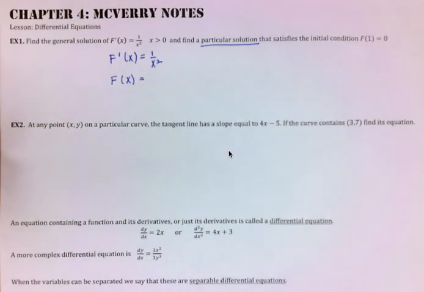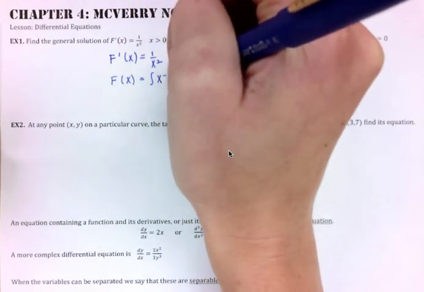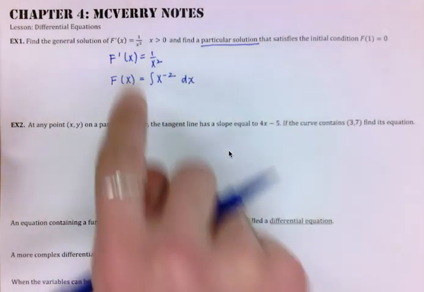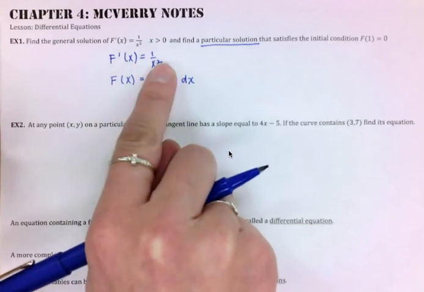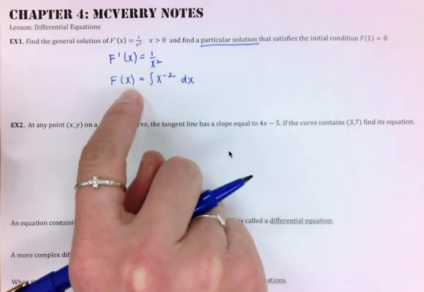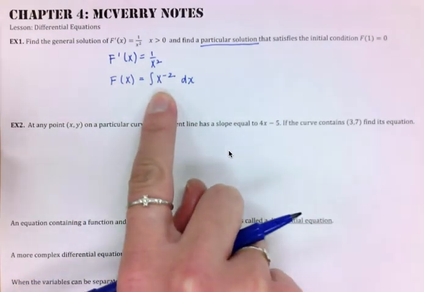Then taking the integral would give us just F. And we would want to take the integral on the other side, so that would be taking the integral of x to the negative 2, with respect to x. If our derivative is here, we take the integral, and we have to do that to both sides. The integral of a derivative would be the original big F function, and then we're taking the integral of x to the negative 2.